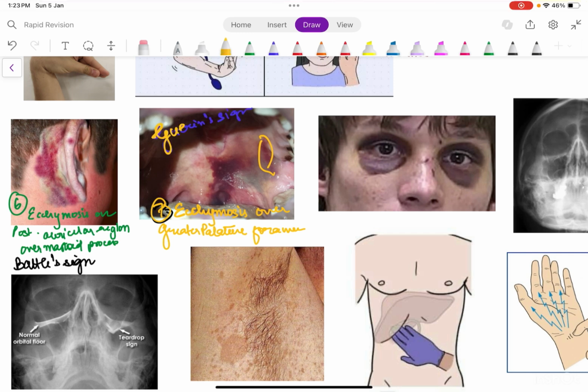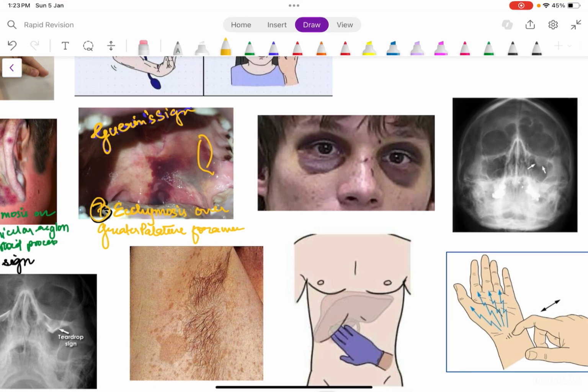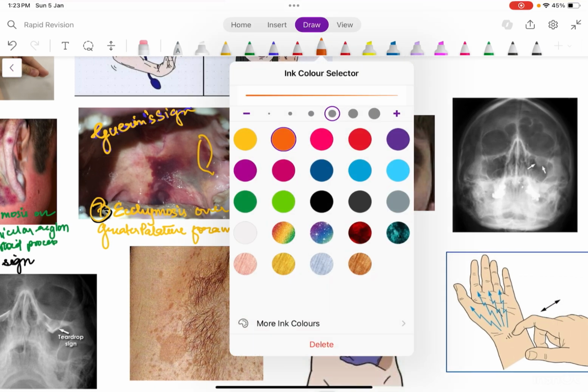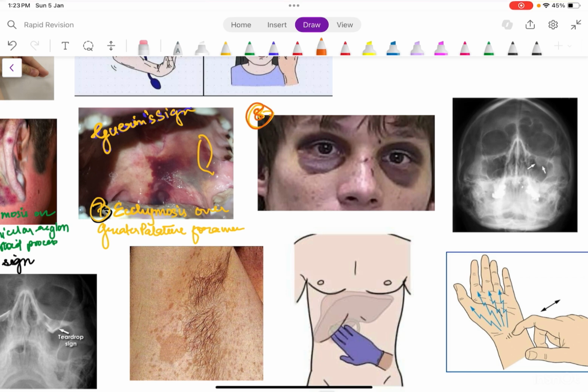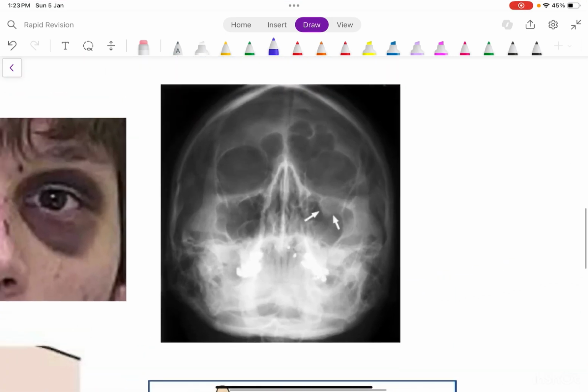All right, so what is this? This is Guerin's sign. Then coming on to the eighth. In the 8th, you can see ecchymosis on the periorbital region. This is called raccoon eyes.